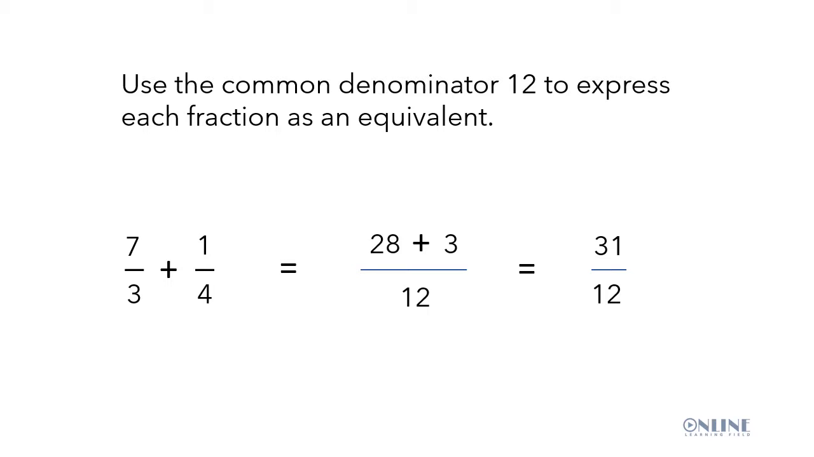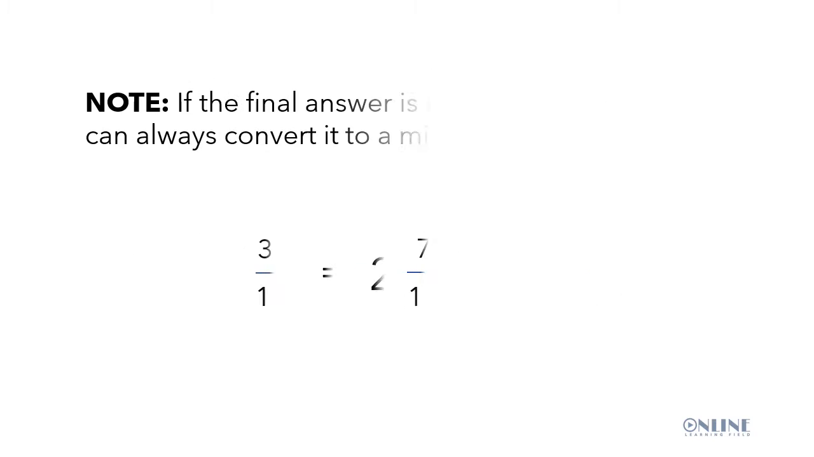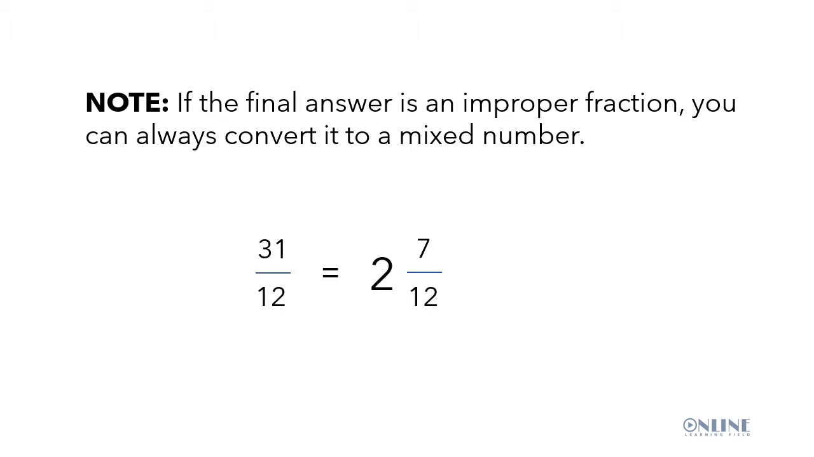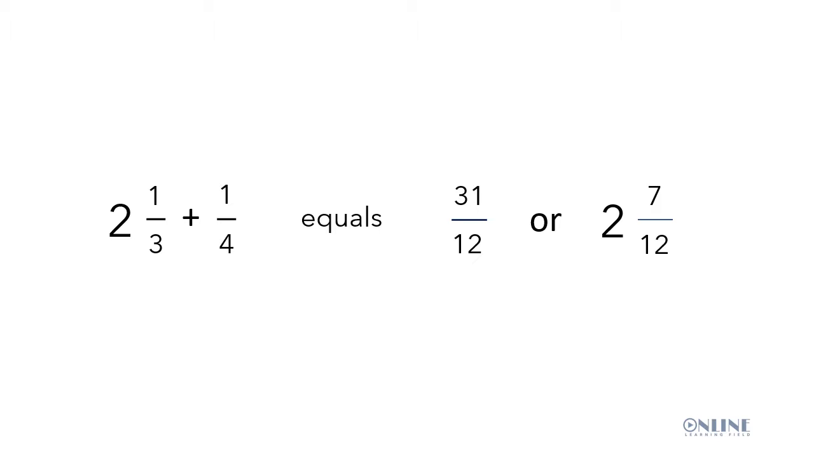So 2 1/3 plus 1/4 equals 31/12. Note, if the final answer is an improper fraction, you can always convert it to a mixed number. 2 1/3 plus 1/4 equals 31/12 or 2 7/12. I guess that was easy.